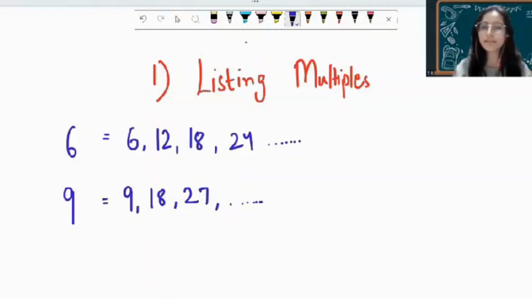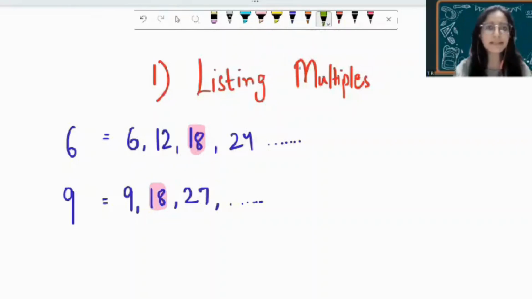Now here, what is LCM? Least or lowest common multiple. So the first number which is common in this list is going to be 18, isn't it? 18 is here, 18 is here. Before that, there is no other number which is common.